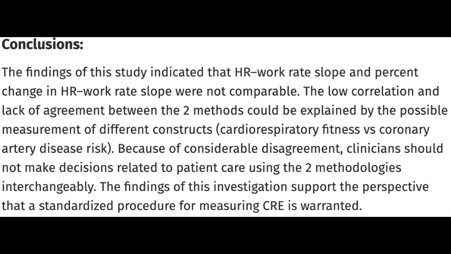Additionally, the 95% limits of agreement between the two methods ranged from negative 2.29 to 2.29 z-scores. The wide range indicates substantial disagreement between these two measurements. The key takeaway is that these two methods, heart rate, work rate, slope, and percent change in heart rate, work rate, slope, are not interchangeable. They may be measuring different physiological constructs altogether.